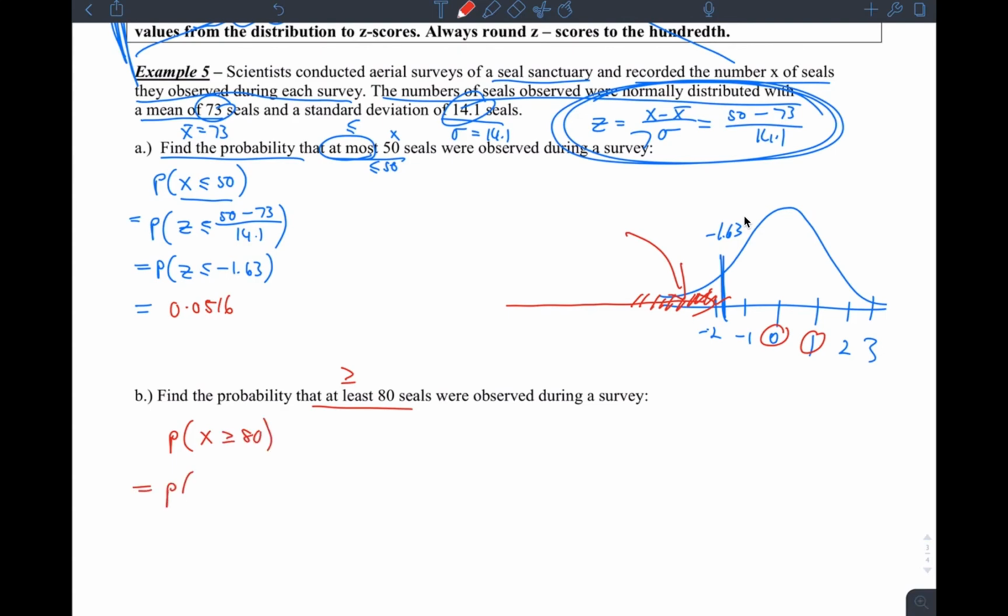And we can go again and say, let's standardize that. What's the probability that z is greater or equal to, and take 80 minus the mean that they gave me at the top here. Okay, 80 minus 73 over the standard deviation they gave me at the top here, 14.1. And then we get this, which is the probability that z is greater or equal to, and you put in there 0.49. Okay, if you calculate that, you get 0.49. All right. Now, the nice thing about this is your calculator can do this calculation too.